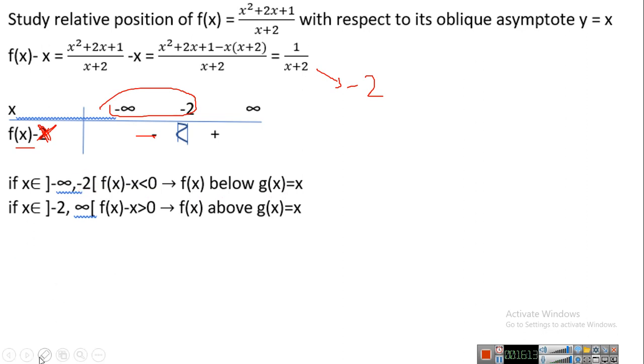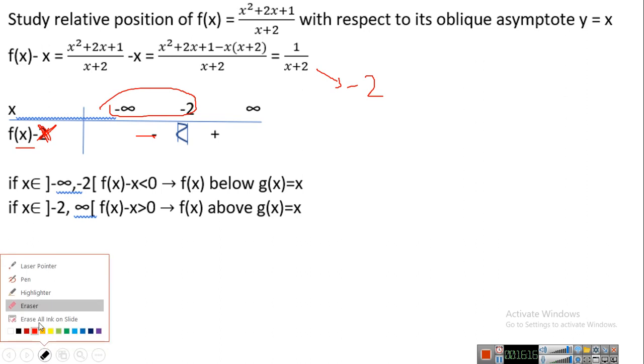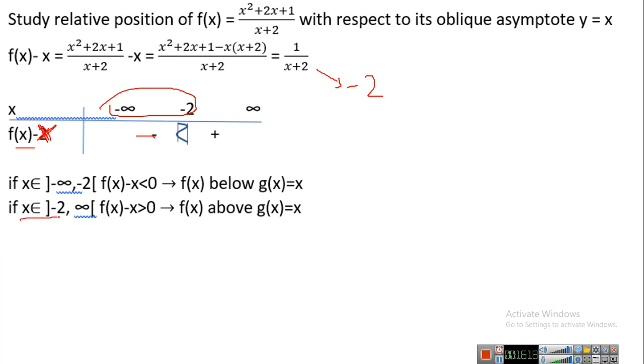And if x belongs from minus 2 till infinity, f(x) minus x is bigger than 0, so f(x) is above g(x) equal to x.